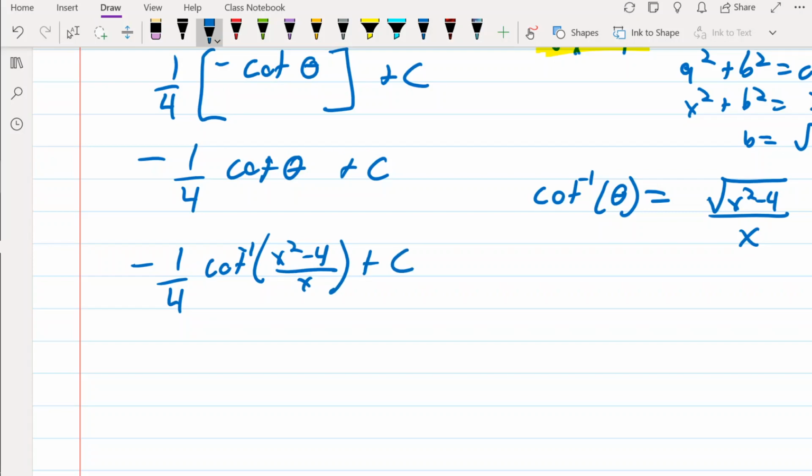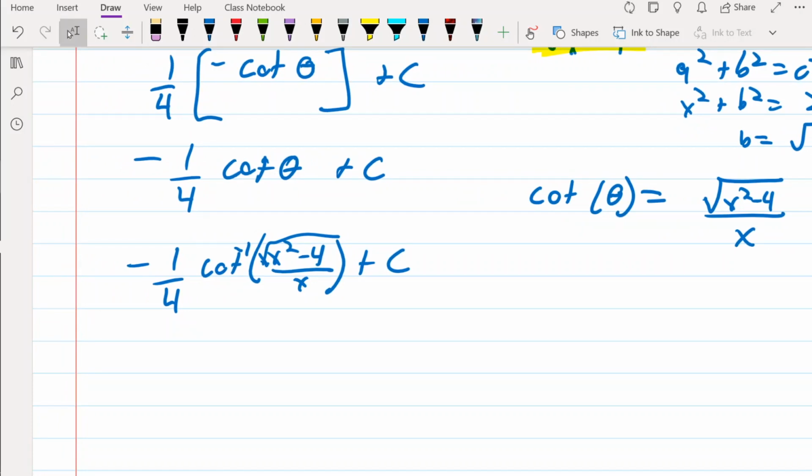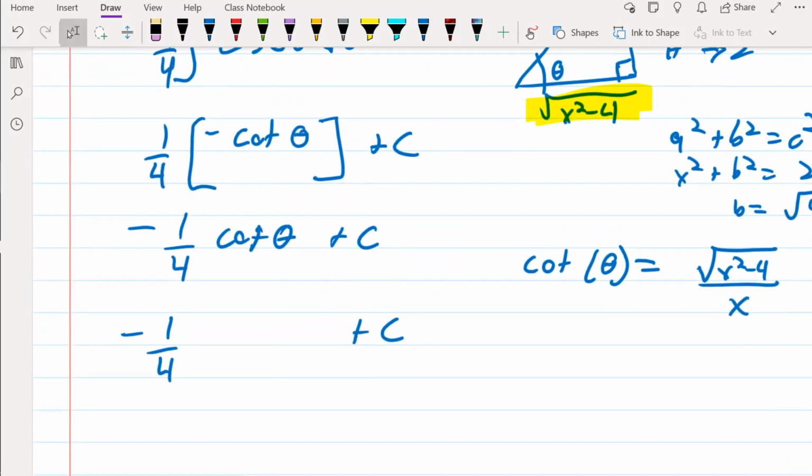I think that's correct. Or no, because this is supposed to be cotangent. Actually, you don't need to have arc cotangent because you're not solving for theta. Well, actually, wait, let's see. Oh wait, no, we just need to solve for theta, right? And then it's going to be cotangent of whatever theta is equal to, so it doesn't need to be arc, right? So it should just be x squared minus 4 over x, like that.